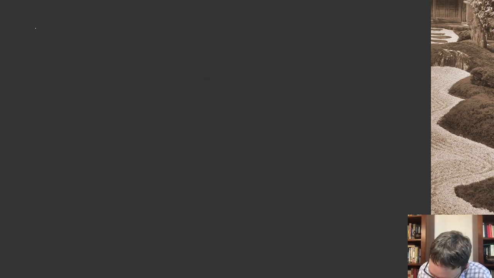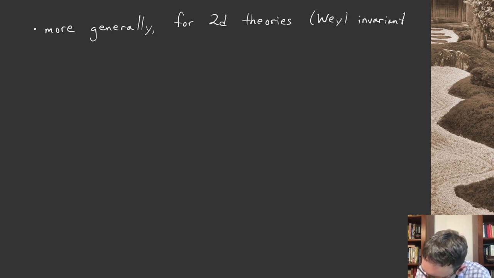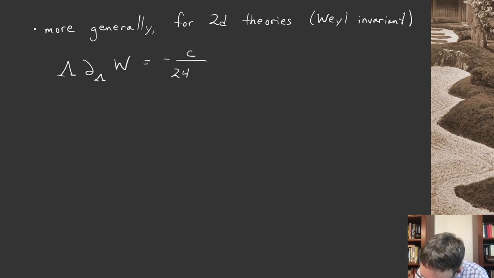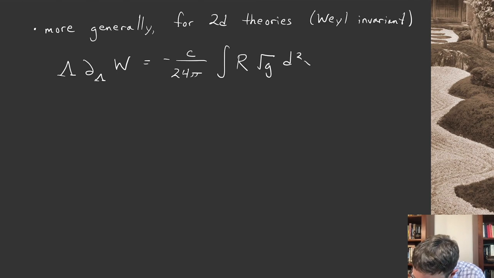That's our anomaly. So more generally, for 2D theories that are Weyl invariant, what we expect is the following. We expect lambda d lambda of W to be minus c over 24 pi times the integral of the Ricci scalar. The choice of normalization here, that 24 pi, is just purely convention. You'll see why I might have chosen it in a minute. This is the Ricci scalar because it doesn't have that square root of the determinant d2x. So again, this is the Ricci scalar, no longer the radius of the sphere.